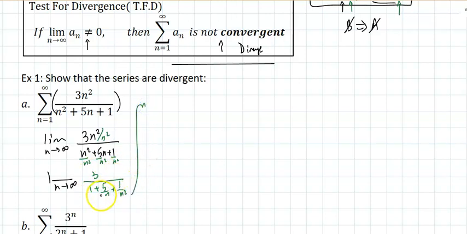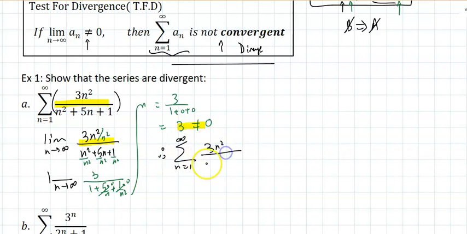Now, any number over n, as n increases, will go to 0. That would be 3 over 1 plus 0 plus 0. This limit will be 3, which doesn't equal 0. So we took the sequence part and showed that the limit doesn't equal 0. Therefore, the conclusion is that this series does not converge, and if it doesn't converge, it diverges.